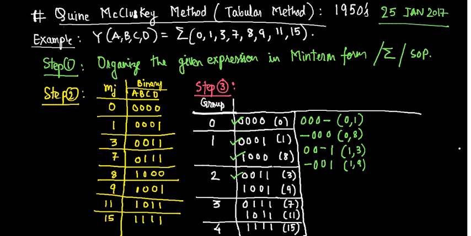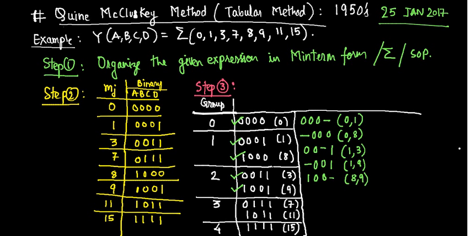Go for 8. 8 and 3: how many bits are varying? 3 bits are varying, so don't take that. 8 and 9: how many bits are varying? 1 bit is varying, consider that. 8 and 9 is covered. So what is that? 1 0 0 dash. Which are the numbers? 8 and 9. Is that okay? Group 1 and 2 is done.